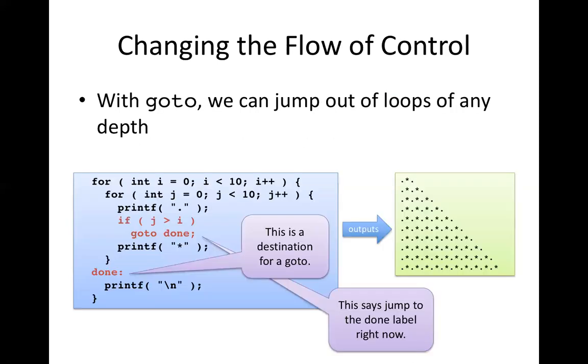If we wanted to simulate Java's labeled break, this shows how you could do it with a goto. Whenever my condition is met, instead of doing a break, I just do a goto this label, and then I just put the label outside this loop, and whenever I do this goto, it'll jump to that label. And again, a goto lets you jump in.